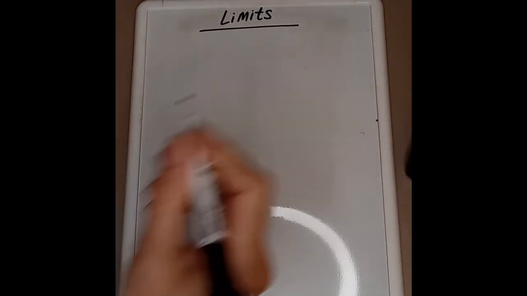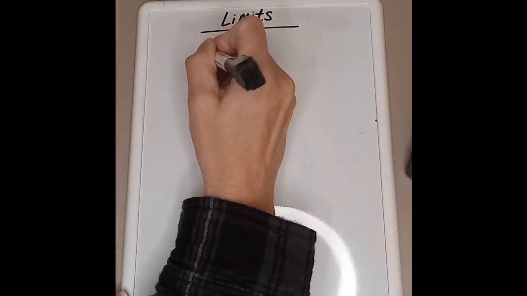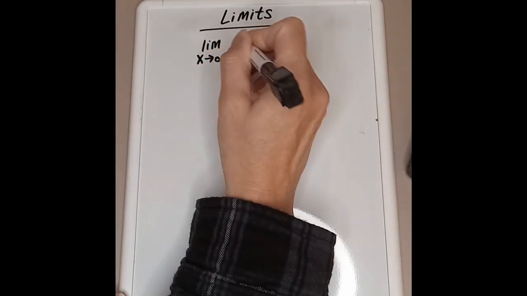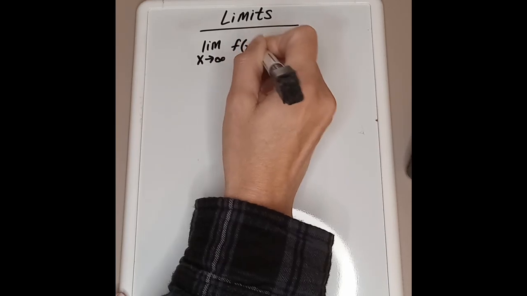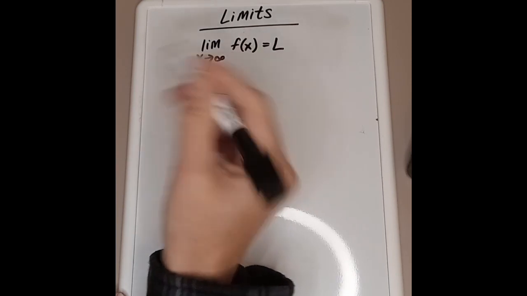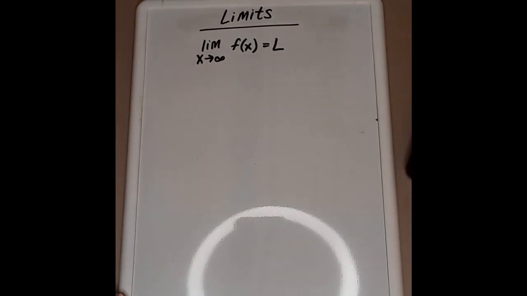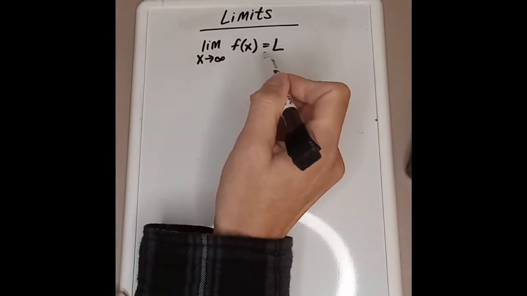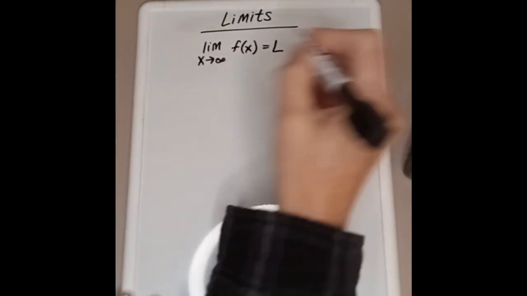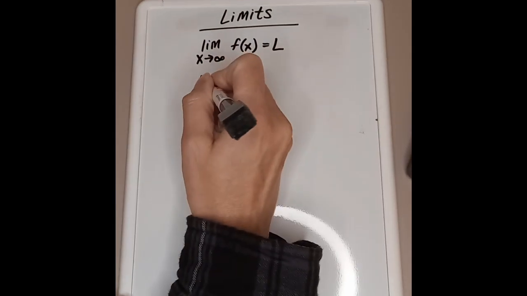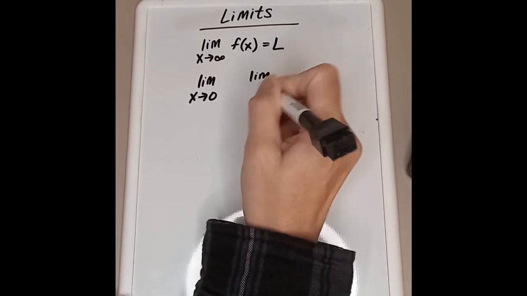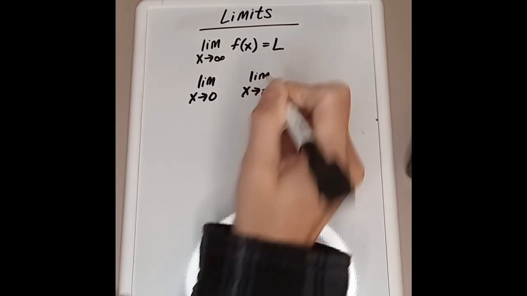So when we talk about limits, it's going to be written as something like this, of some function. So we have our limit as x approaches infinity, or 0, or 1, or 2, or whatever that number is going to be, of your function is equal to L, which is your limit, your solution. So I often look at the cases of the limit as x approaches 0, and the limit as x approaches infinity.